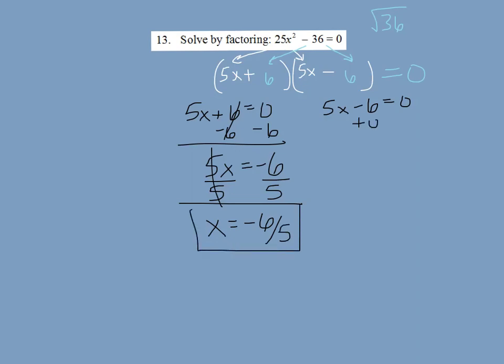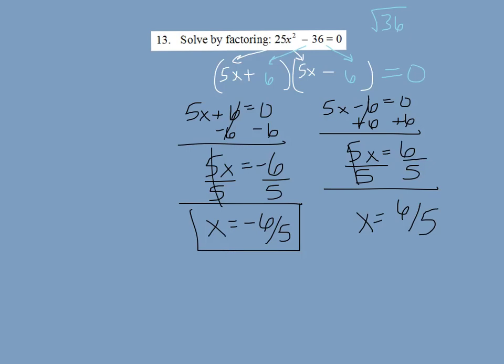Over here, plus 6 plus 6. So I have 5x equals 6, but I'm dividing by 5 because I want to get x by itself. I get x equals 6/5. That's my second answer. So this was a little bit different because it was solved by difference of squares, which is where you put a plus in one, minus in the other, and then just split those things where they belong front and back by taking square roots.